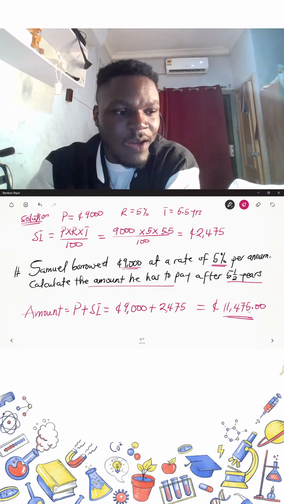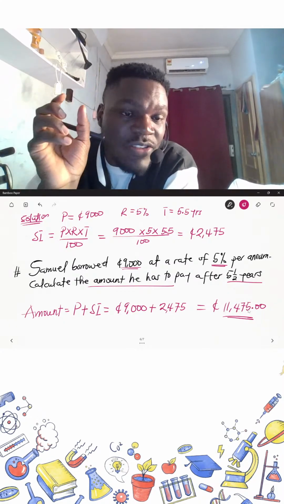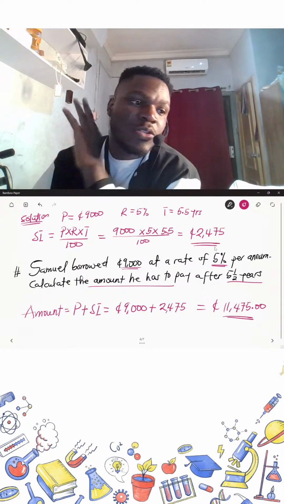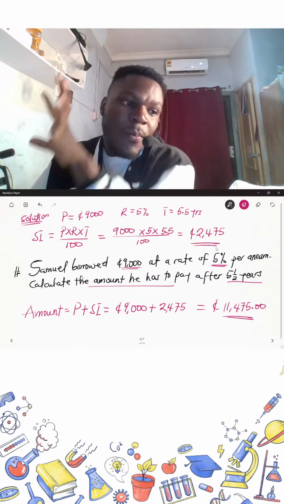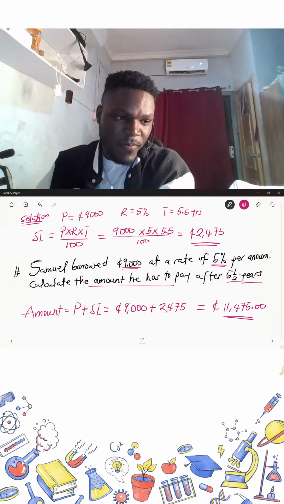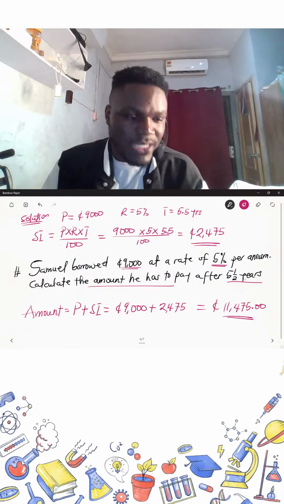Now, note that there's a difference. The interest is the simple interest that we calculated. The interest that he has to pay on the money is 2,475, but the total that he has to pay back is the 11,475. Make sure you don't get it confused.